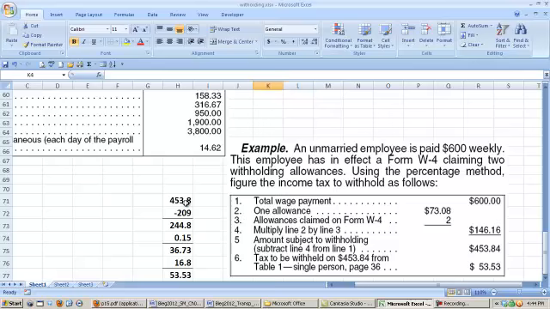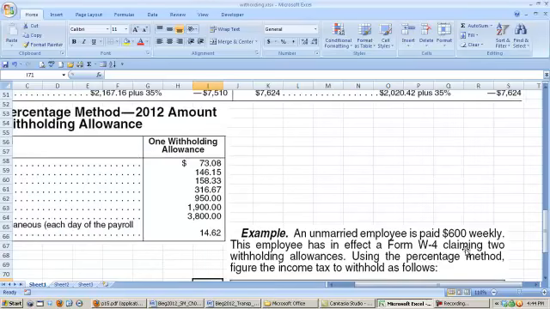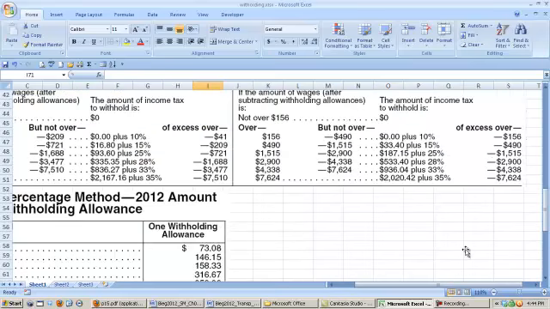Oops, I just noticed here that I'm not showing as many decimals as I need to be. Okay, got that fixed now. Okay, so like I said, $453.84 is the amount that we're going to calculate the amount to be withheld upon. Okay, so this method is a little more complicated. So let's go up top here. What was it? $453.84. Okay.